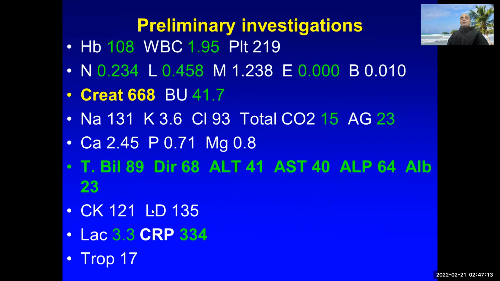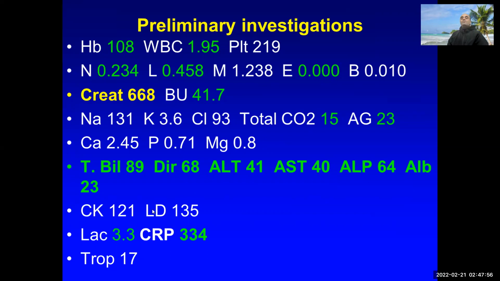Preliminary investigations: hemoglobin 108, white blood cells low at 1.9, platelets okay at 219. Neutrophils 0.2, lymphocytes 0.4, monocytes 1.2, eosinophils 0, basophils 0. Creatinine 600 plus from a baseline of around 100, blood urea nitrogen 41. Sodium, potassium, chloride, CO2 show a high anion gap metabolic acidosis. Calcium 2.14, phosphorus okay, magnesium okay, total bilirubin elevated, and direct bilirubin also elevated.